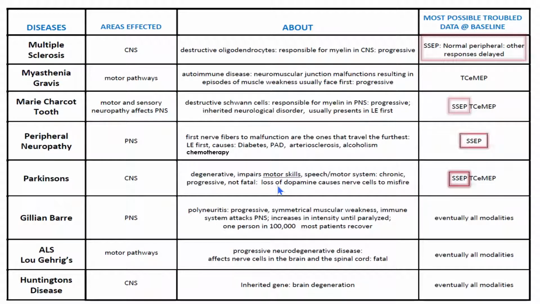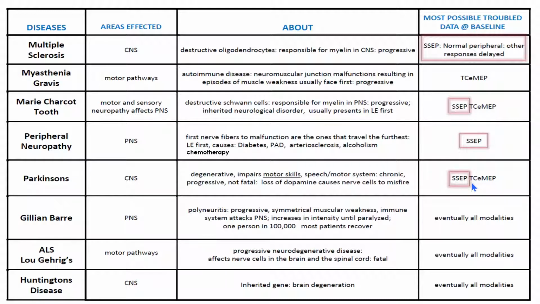We talked about Parkinson's a little bit, but it's a degenerative disease that impairs motor skills. You'll see patients have decreased speech or shaky speech, and their motor system is affected. It's chronic. It's usually not fatal. And it's caused by loss of dopamine, which causes the nerve cells to misfire. It's a problem in the central nervous system. So we will see SSEP changes, sometimes normal peripheral responses, but once it enters the central nervous system, after that peripheral response, then we may see changes.